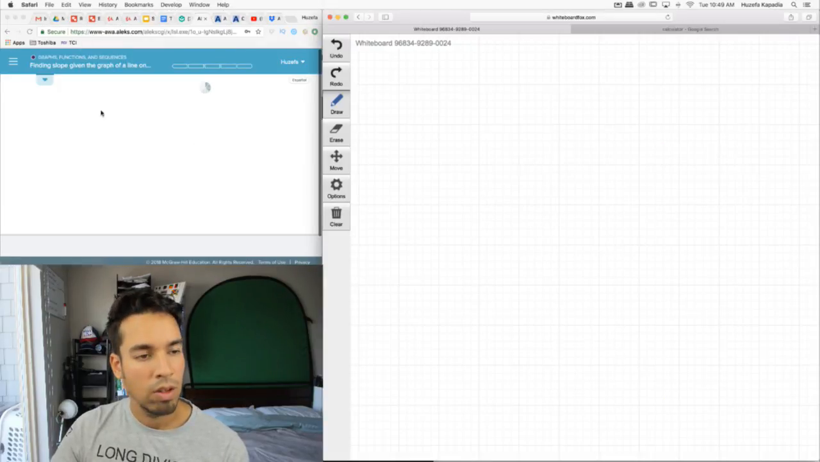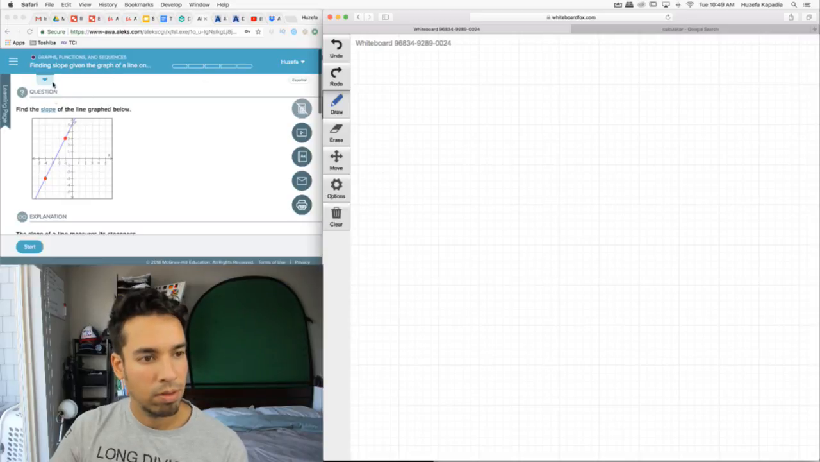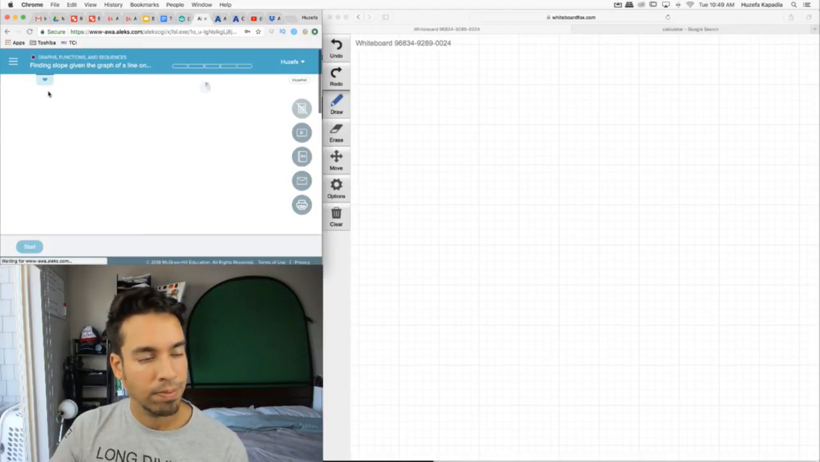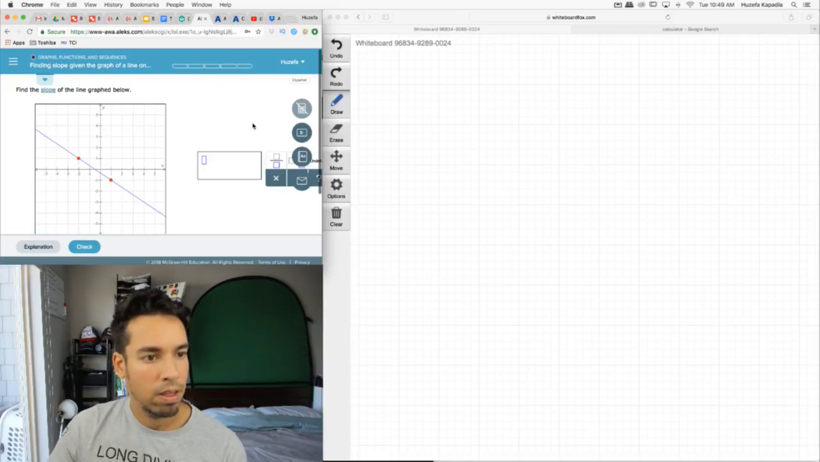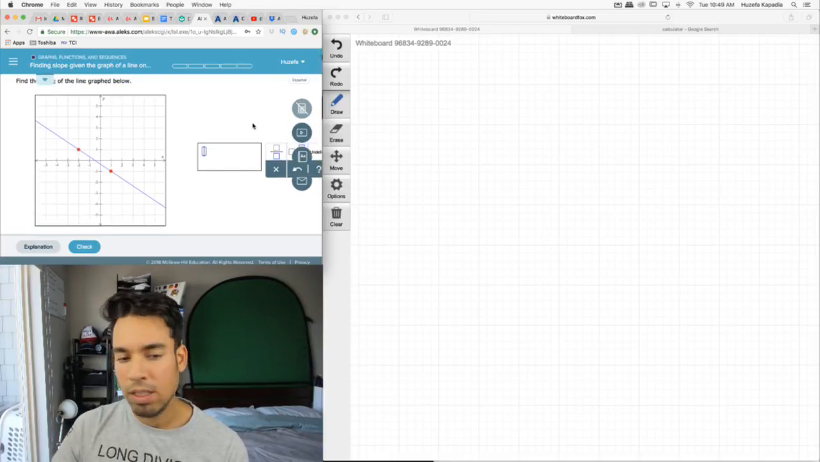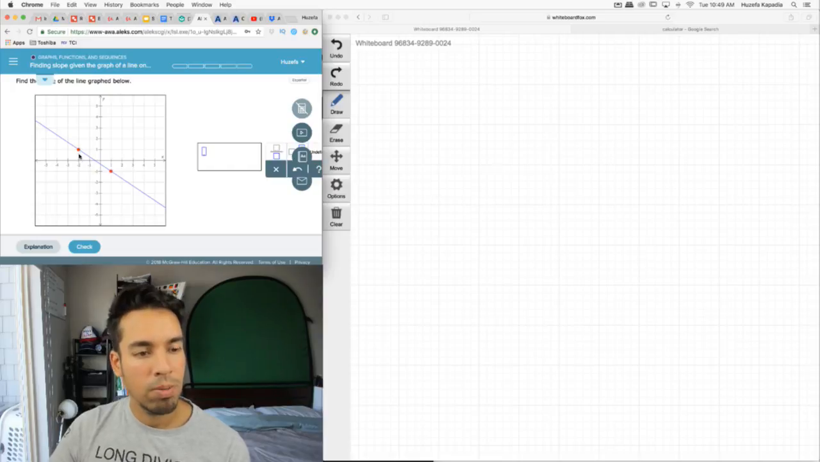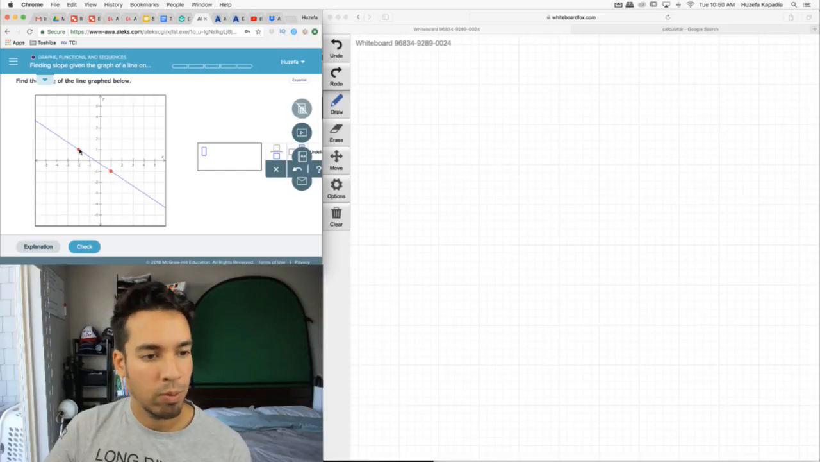All right, next, finding the slope. Finding slope given the graph of a line on a grid. Okay. So we're trying to find the slope, and there are a couple of different ways we can do this. We can look at these two coordinates and chart the trajectory to go from here to here. We can also take these coordinates and find the slope that way from 2 points. But the easiest thing to do is look at these 2 points that I highlighted and ask, to go from here to here, what do we do? We go down by 2 and we go to the right by 3.